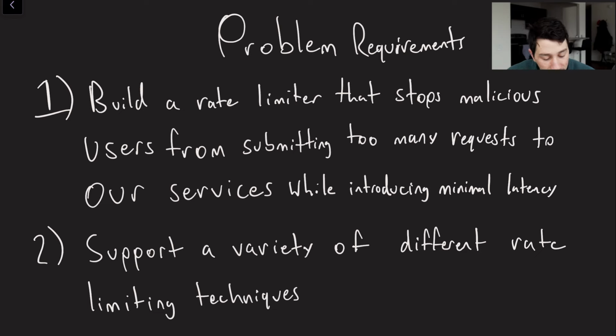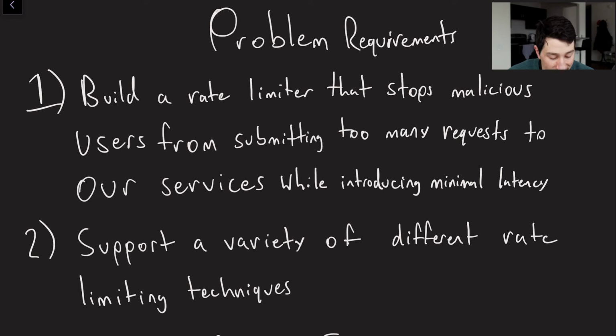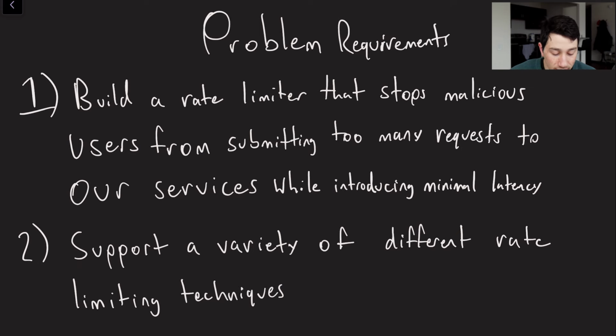Cool. So let's outline some formal problem requirements now that we've gone through that. So number one is that we basically are going to be building a rate limiter that's going to stop bad users, malicious ones, or potentially just negligent ones from submitting too many requests. Like I mentioned, that can easily bring down your service. You want to stop this from happening. It can add extra load on your service too.